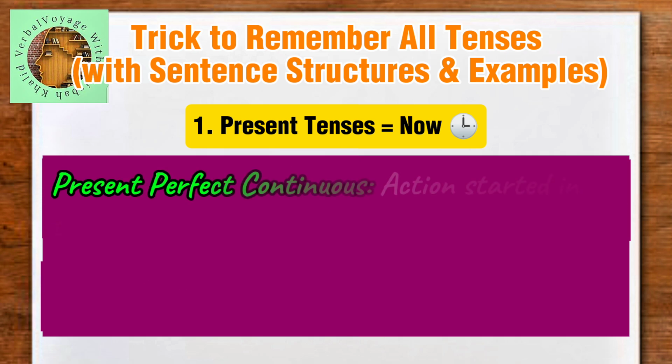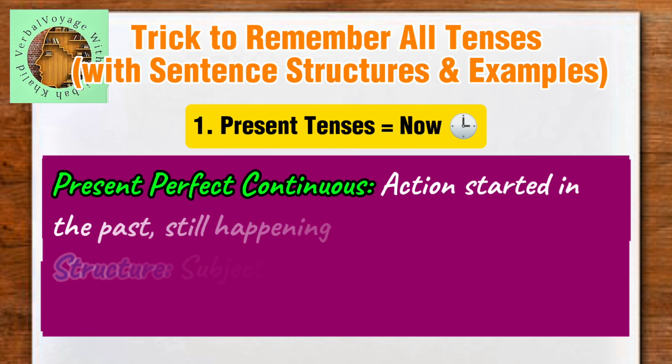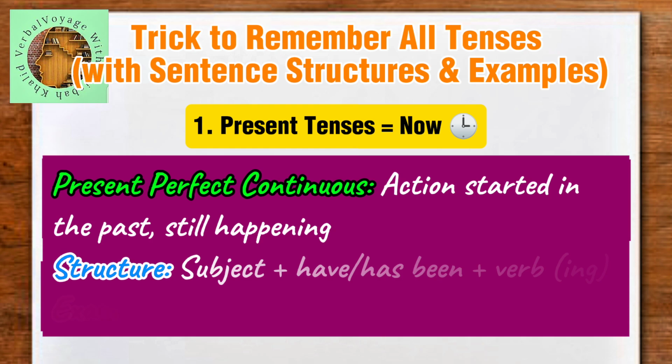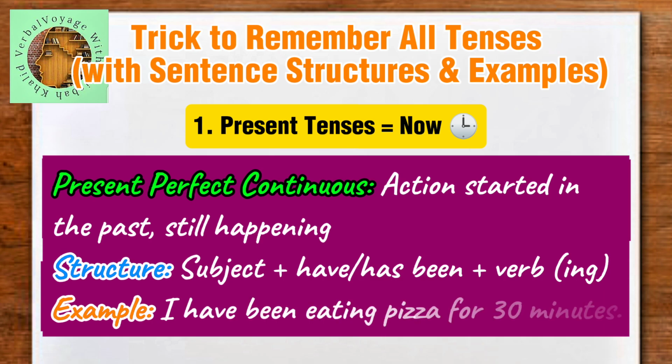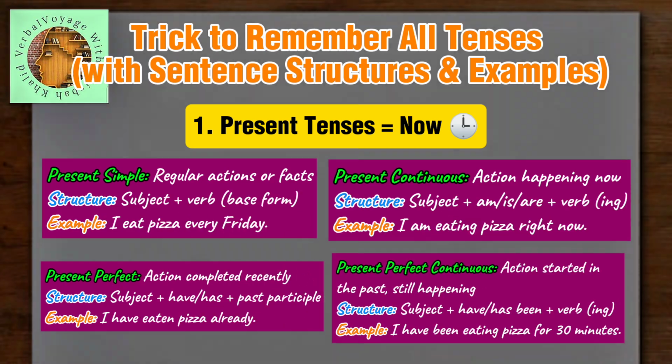Present perfect continuous. It is used for action starting in the past and still happening. Structure of present perfect continuous is subject plus have, has, been plus verb ing. For example, I have been eating pizza for 30 minutes.